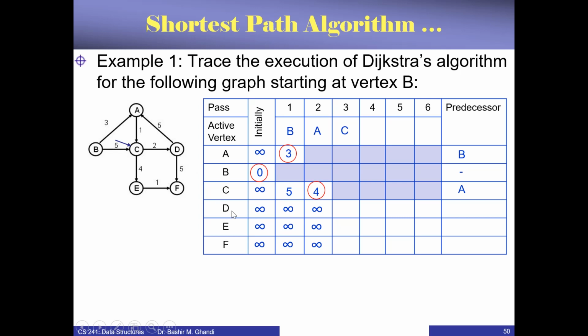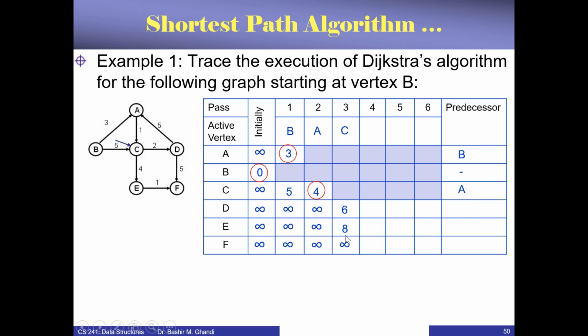The present cost of reaching D is infinity. Obviously 6 is smaller than infinity, so you're going to update. Similarly here, the cost of reaching C was 4, plus the distance from C to E, another 4, total is 8. So 8 is better than infinity, so again you're going to accept it. We still cannot reach F, so we just copy its previous value, infinity. And that brings us to the end of iteration number 3.